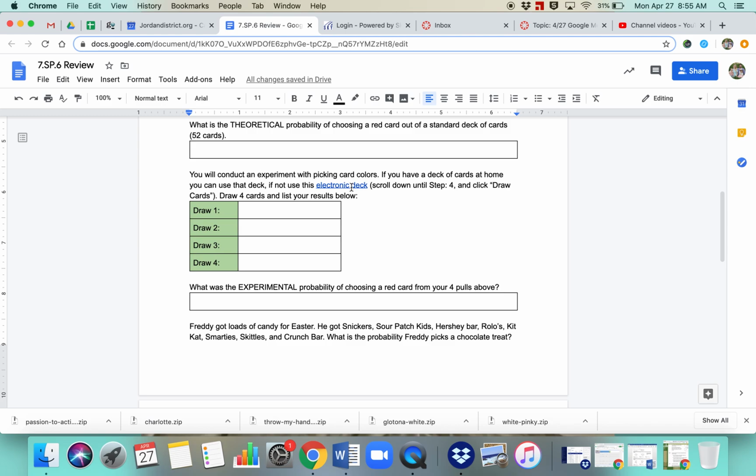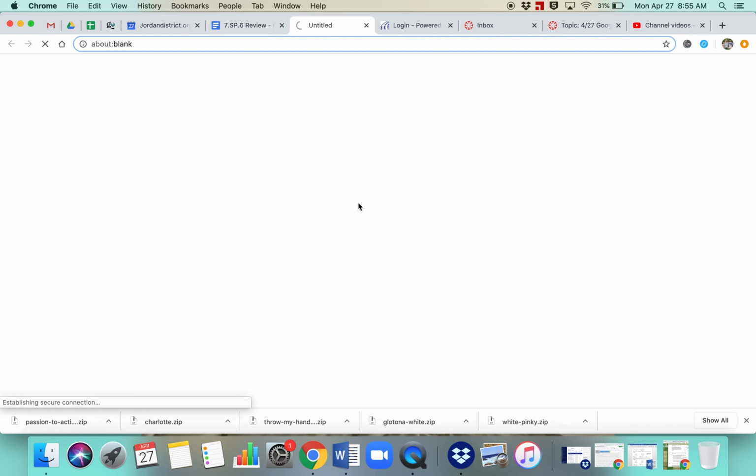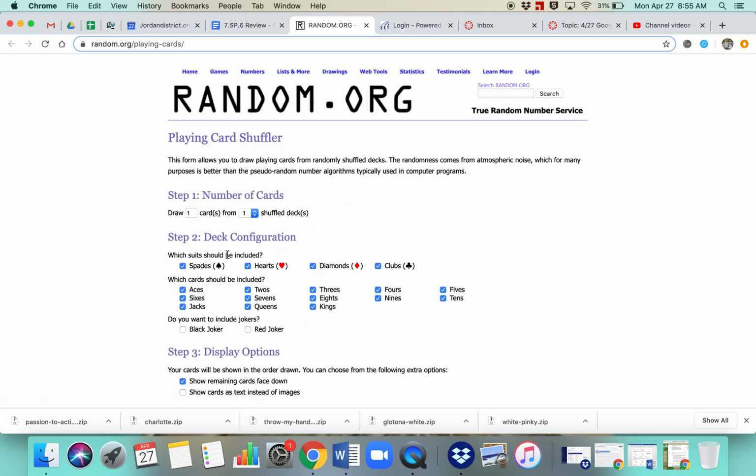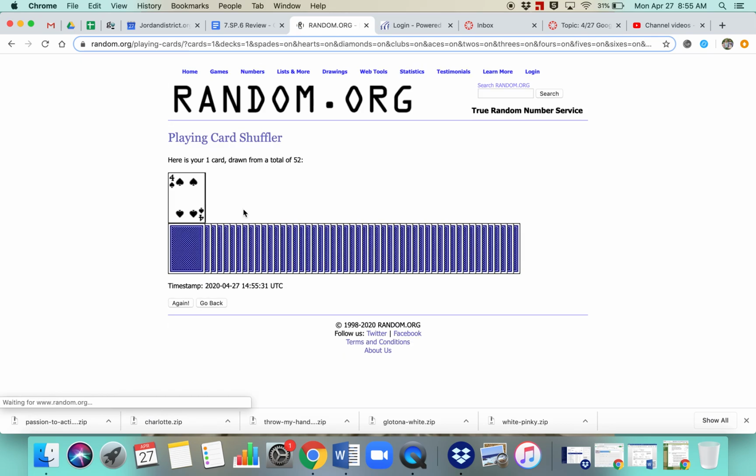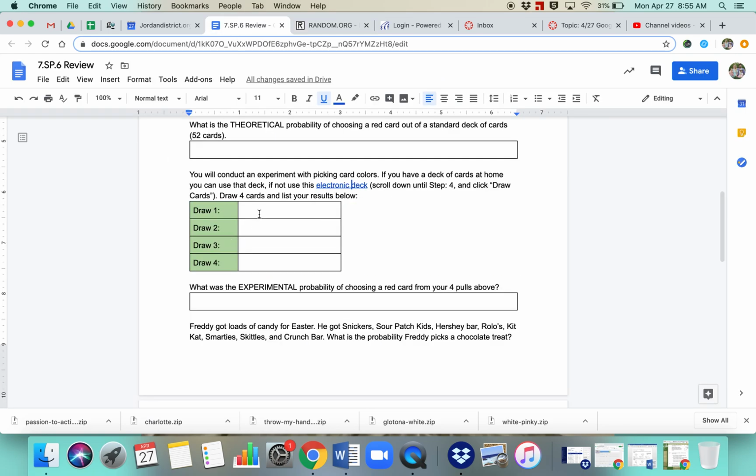When you go to this electronic deck, you go down to step 4. You don't have to worry about anything clicked up here. Go down to step 4 and click Draw Cards. So, the first card we drew was a black. You click again, and you got a red. You click again, and you got a red. So, you're going to put your answers in here.